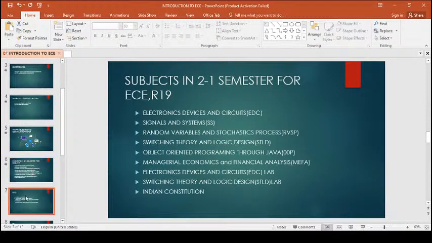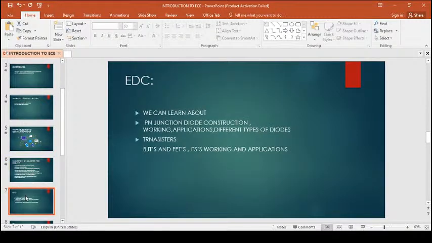So coming to EDC. In EDC, we can learn about different types of semiconductor devices like PN junction diodes, transistors, and FETs. We can learn how these devices are constructed and how they work, and other diodes like light emitting diodes and photodiodes, and the applications of all these diodes. After that, we can see the applications of transistors. Transistors are used in amplifiers, and there are advanced transistors too. We can cover all these concepts in the EDC subject.